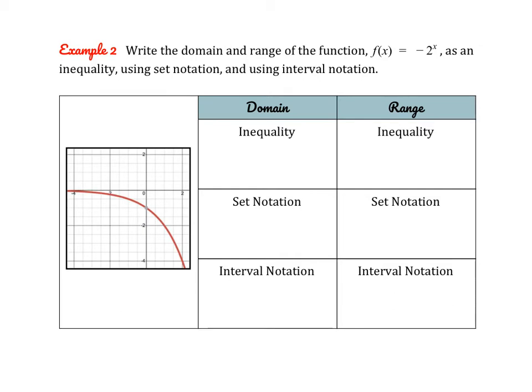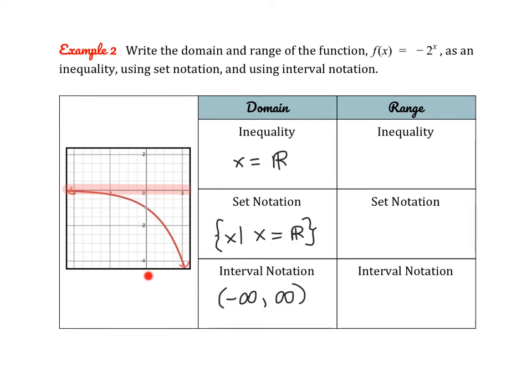Okay, let's try another one together. So here we have a graph of the function f of x equals negative 2 to the power of x. So it looks something like this. Imagine again that it has little arrows denoting that it's going to keep moving in this direction forever and ever. Since our graph is moving to the left forever and moving down and to the right forever, our domain again is all real numbers, everything possible from the left to the right. So we would say x equals all real numbers. And for set notation, x such that x equals all real numbers. Then remember the way we write interval notation, all real numbers, is negative infinity to positive infinity with rounded brackets.